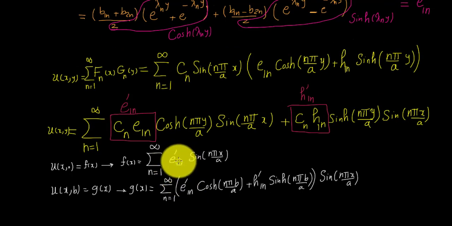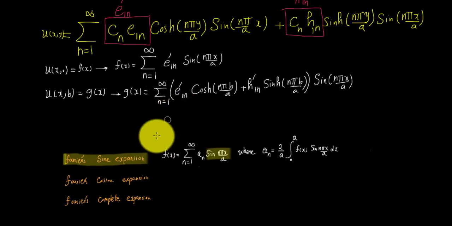So to solve e prime 1n and h prime 1n, let's first focus on the first equation. To solve the e prime 1n, we need to know three important expansions of a function. First is Fourier's sine expansion, Fourier's cosine expansion, and the third one is Fourier's complete expansion. These are essential to learn PDE. So if you are not comfortable with expanding a function, feel free to watch my other videos in my channel.